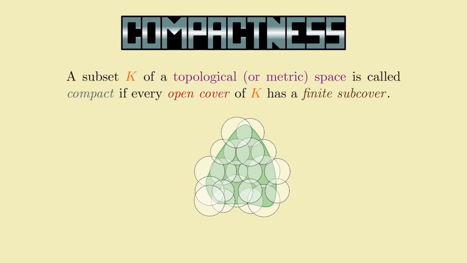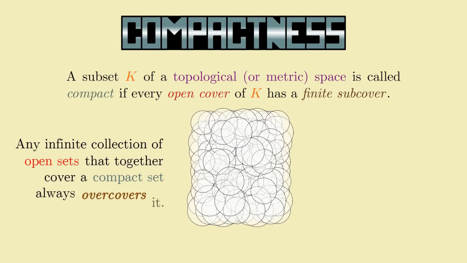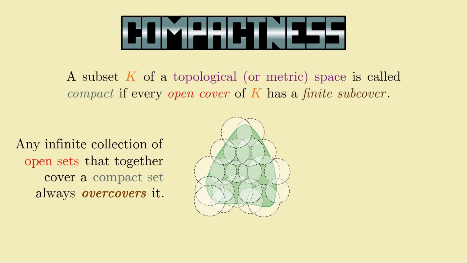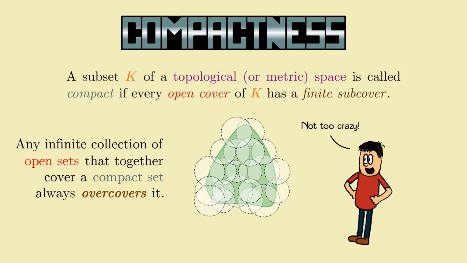Or to put it another way, any infinite collection of open sets that together cover a compact set always overcovers it. You can always get away with a finite subcollection. And that's it. That's all a compact set is. Not too crazy a concept once you've digested it.